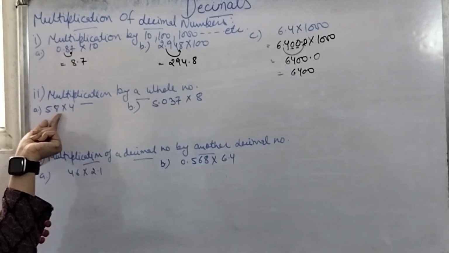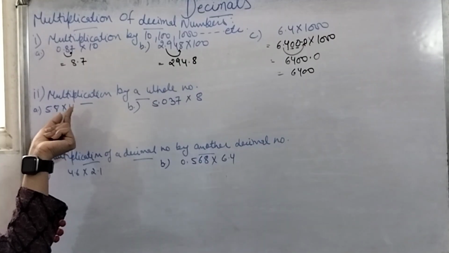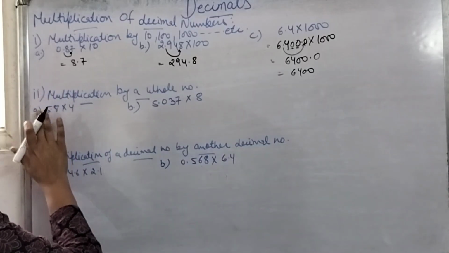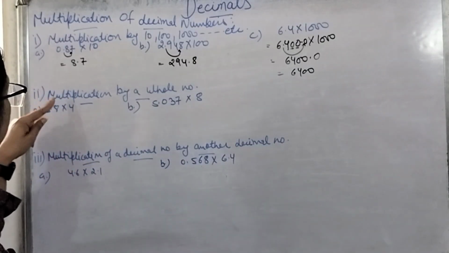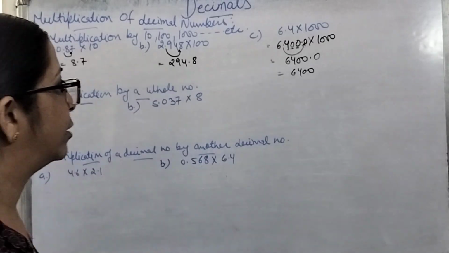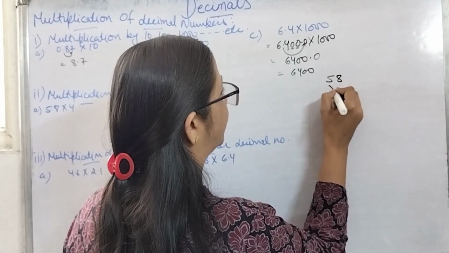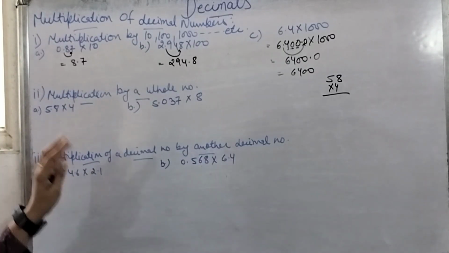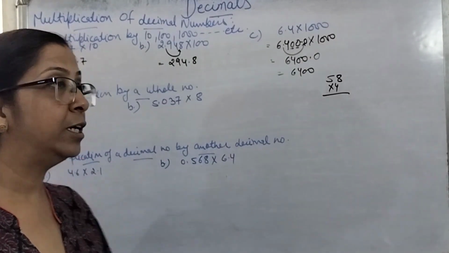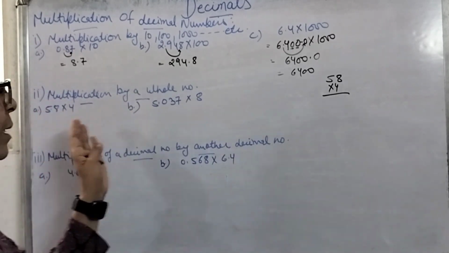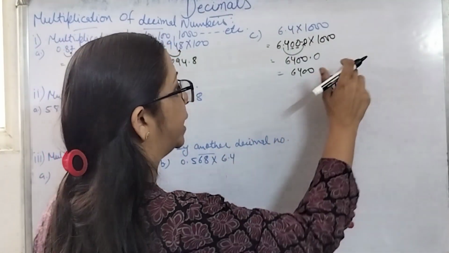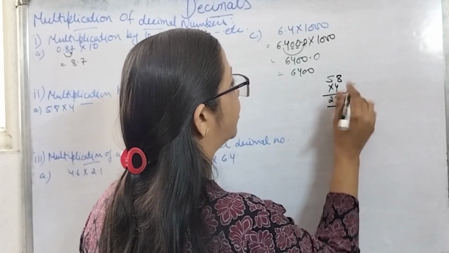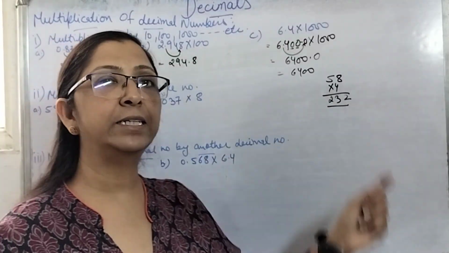If the multiplicand is 5.8 and the multiplier is 4, which is a whole number, then how will we multiply it? For that, we need to ignore the decimal initially. So the number becomes 58, and we will be multiplying 58 by 4. 4 8s are 32, carry over 3, 4 5s are 20 and 3 is 23. The product of 58 and 4 is 232.